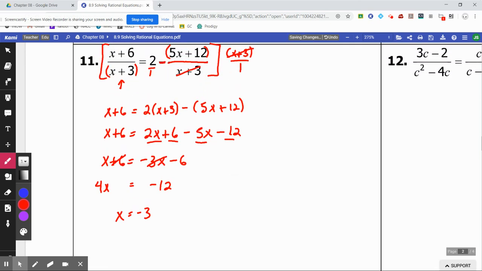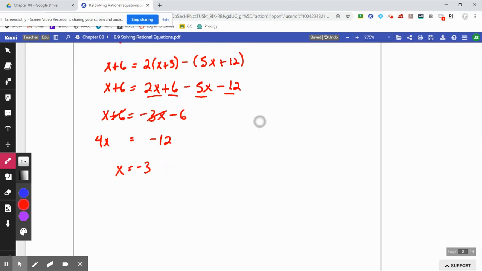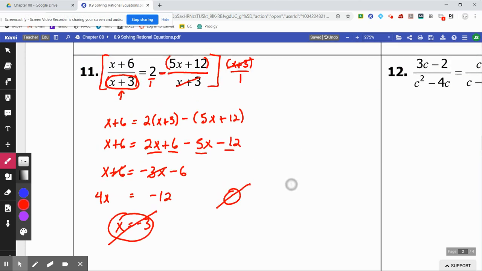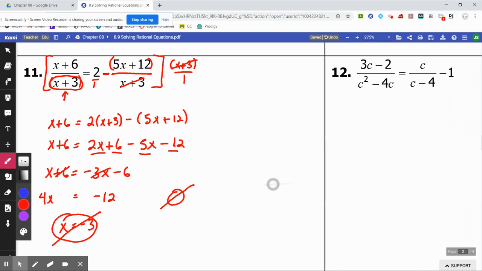Let's check for restrictions. The only restriction that I have is x can't be negative 3. So therefore, since that's the only answer I got, that's not an answer. So therefore, this one has no answers. There is no solution to this equation.